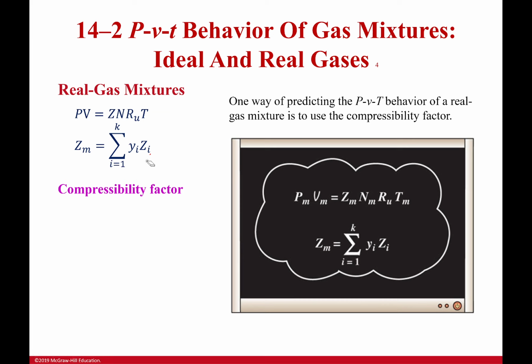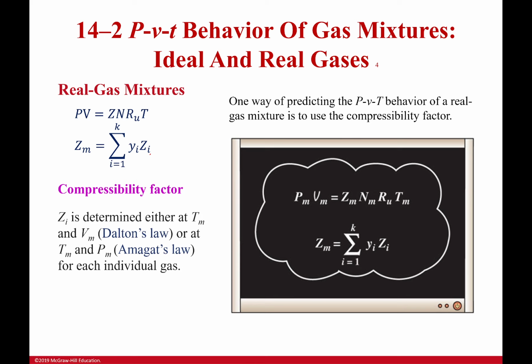Well, how do I find their compressibility factor? Well, you're going to have to calculate it. And you can do that either using Dalton's law, where you have a particular temperature and a volume for your setup, and you calculate the compressibility factor for each component in the mixture based on that temperature and volume. Or you can use Amagat's law, which is just doing the same thing, but now with temperature and pressure. So which one's better? Dalton's law. It tends to give more accurate results. So if you have to choose one, use Dalton's law.